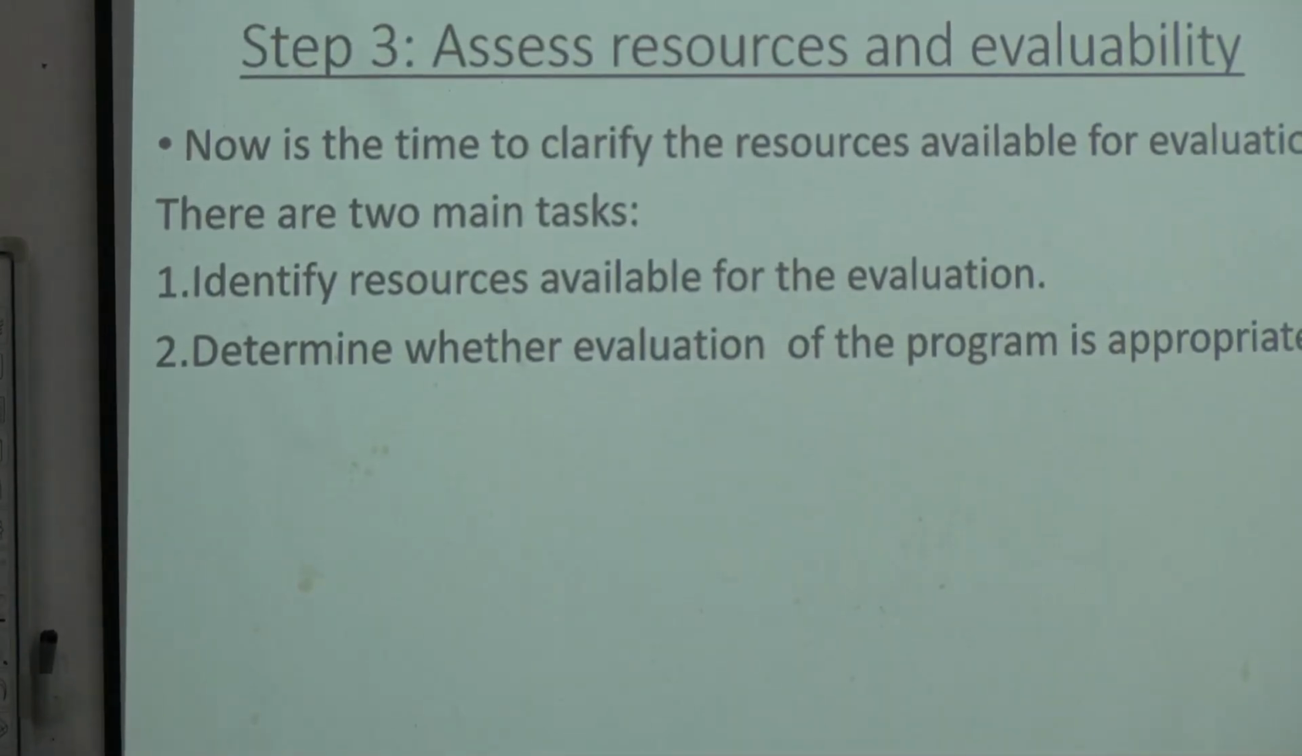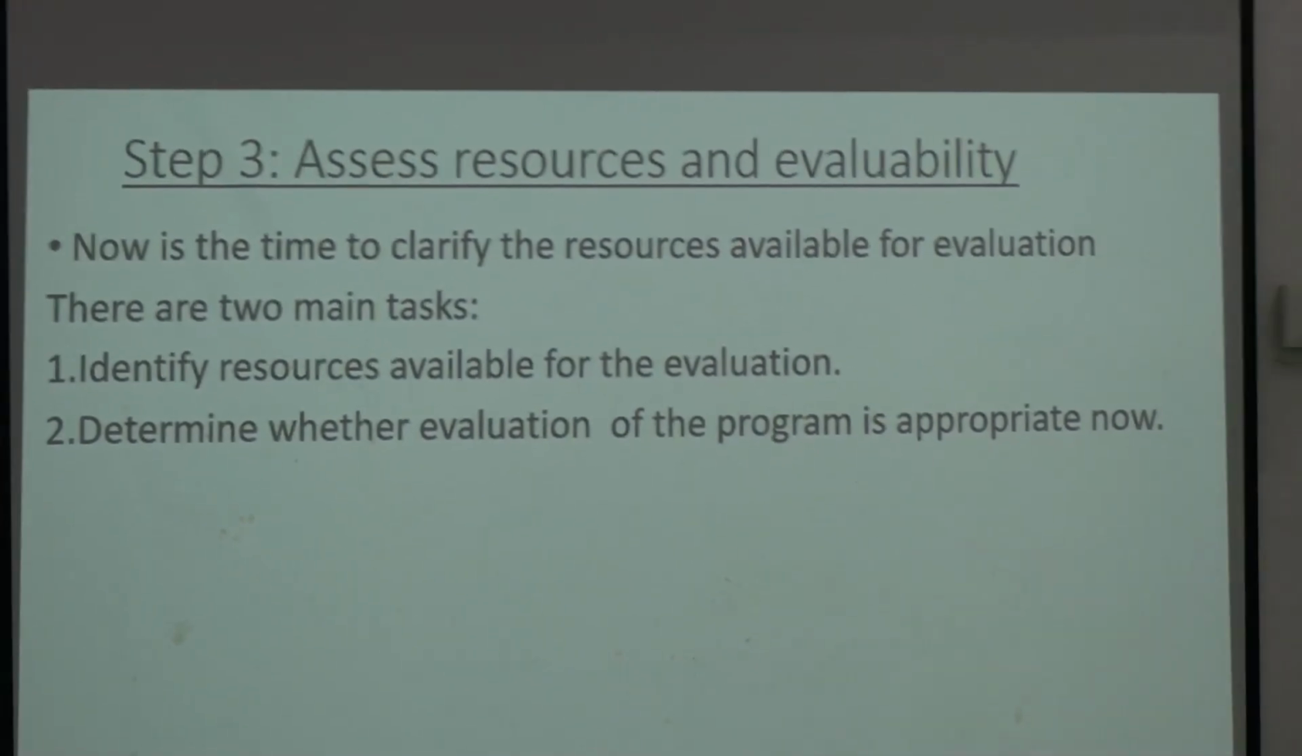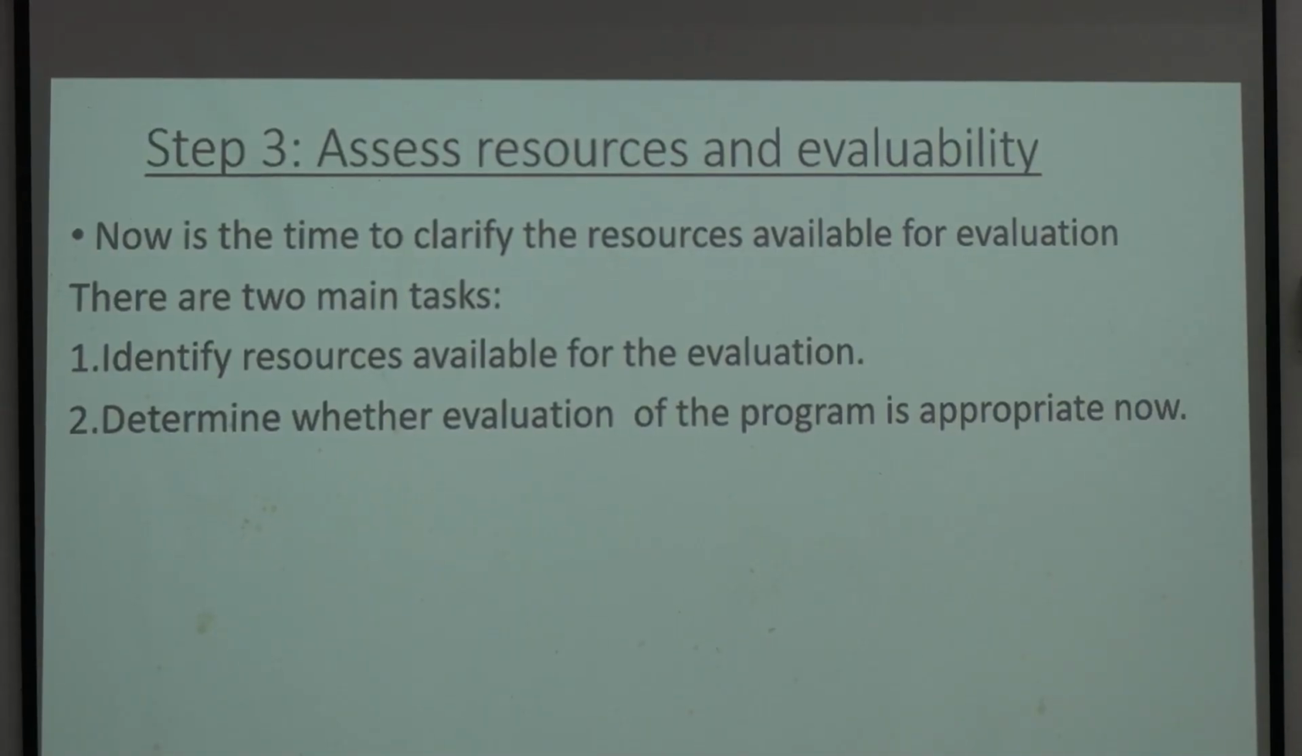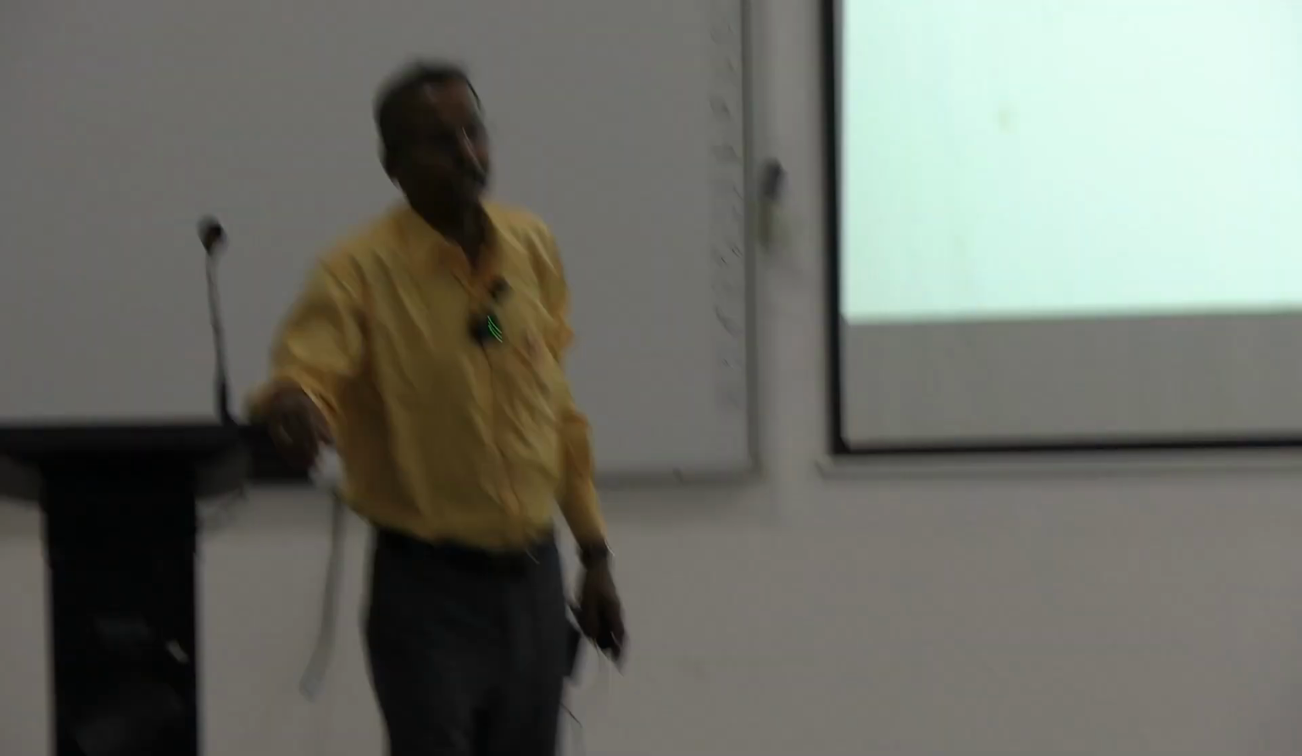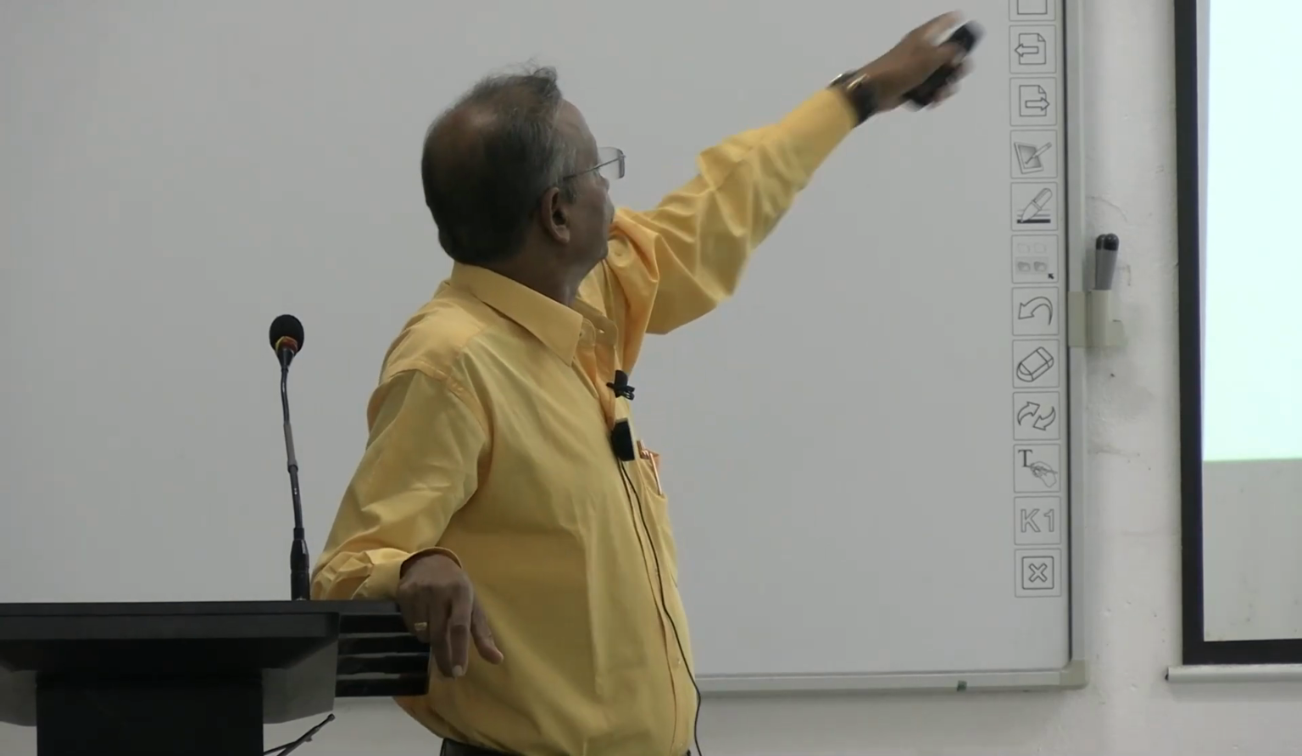So this is the second step. Third one, assess resources and availability. That means how much resources or what are the resources available to you, whether the resources are available or not. Now it is the time to clarify the resources available for evaluation. Number one, identify resources available for the evaluation. And next one, in this stage again you have to determine whether the program is ready for evaluation. If it is not ready, then how can we evaluate? Okay. So this is the third step.